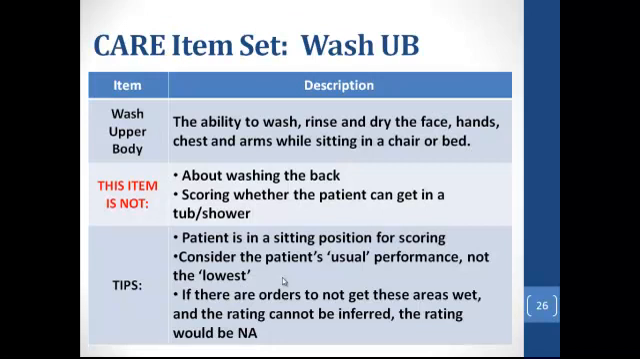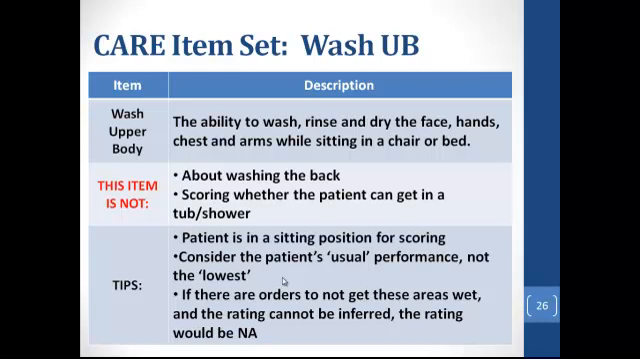The next item is washing the upper body. It is defined as the ability to wash, rinse, and dry the face, hands, chest, and arms while sitting in a chair or bed. This item is not about washing the back. That is not included in this item, so that's an important point to consider and may be different than other scales you have used. This item is also not about whether the patient can wash his upper body in a tub or a shower.